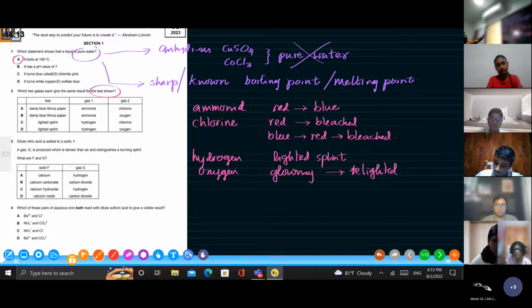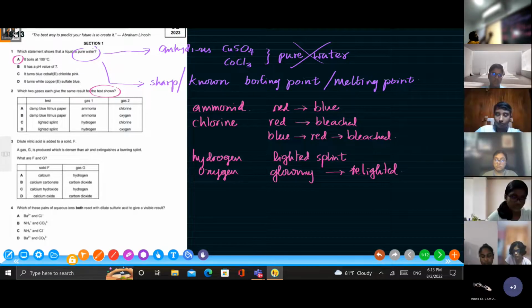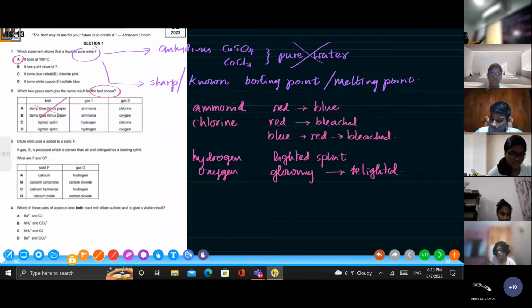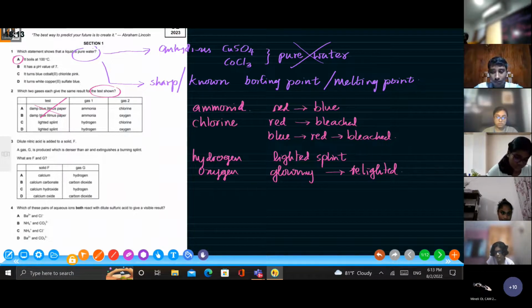Damp blue litmus paper: which two gases give the same result? Definitely not those, because ammonia turns red litmus blue, so these two are out. With a lighted splint, hydrogen will give you a pop. You know that chlorine has no connection with the lighted splint, so that's also out. So with the omission method, you get the answer as D.